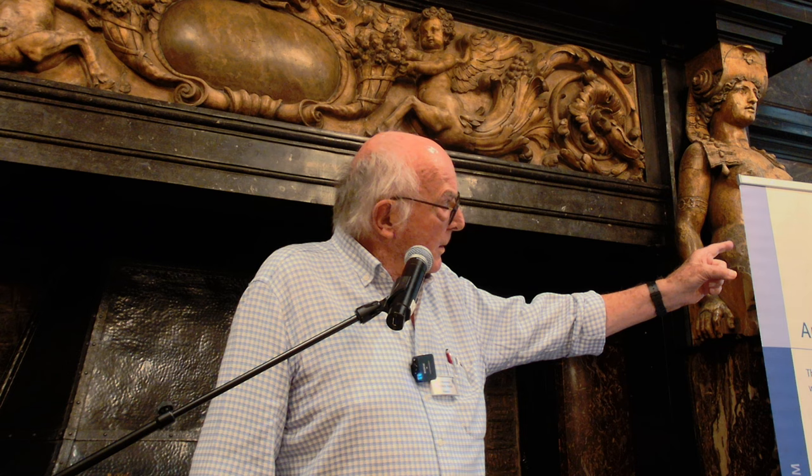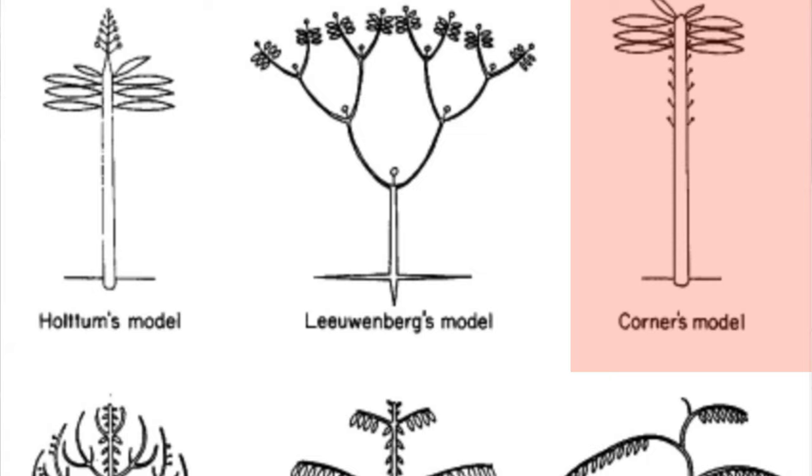In B, on the right, you have only one shoot, but the growth is unlimited because flowering is lateral. This is called Corner's model, and here you have thousands and thousands of specimens, including palms, Carica papaya, and so on.